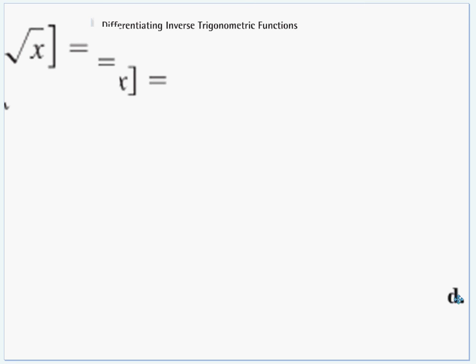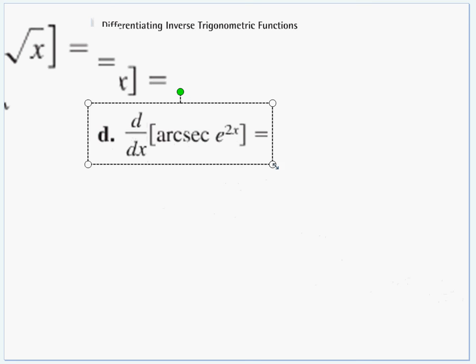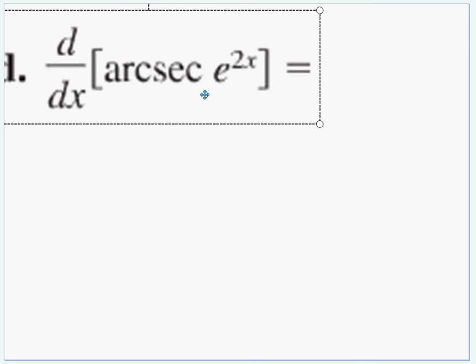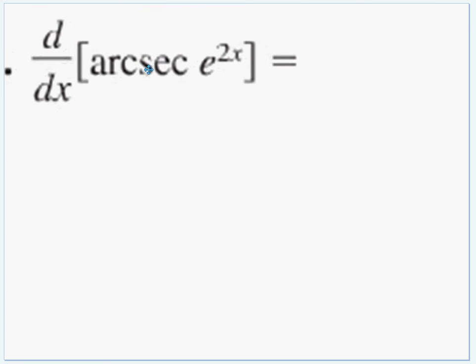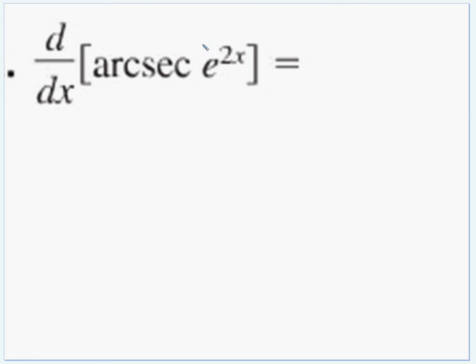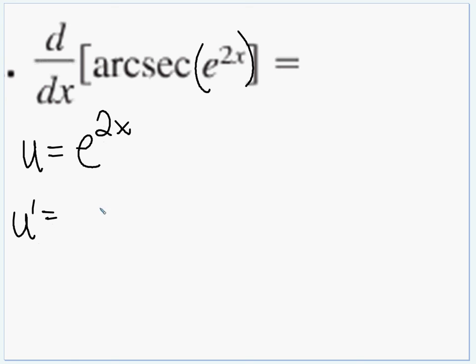Letter D, last one. Arc secant. We have not done one of these yet, and these are always interesting when you have an e going on because e is its own derivative. So e's lead to some interesting happenings with these inverse trigs. So here our u value is e to the 2x. We need to derive that with the chain rule. The e to the 2x will derive to itself, and we will chain the inner function 2x derives to a 2. So there we go.